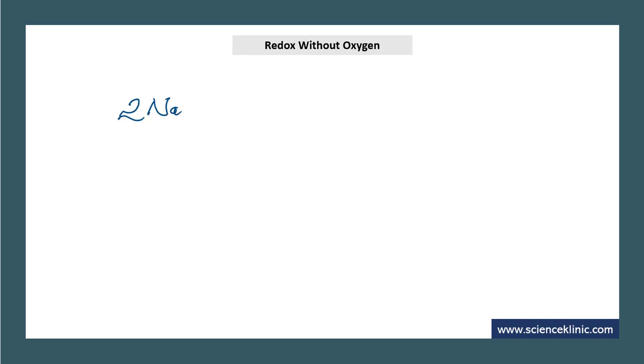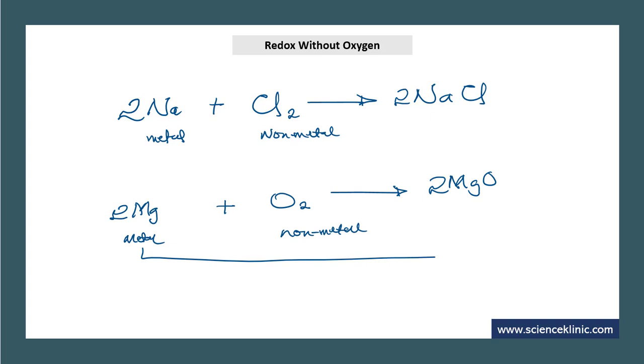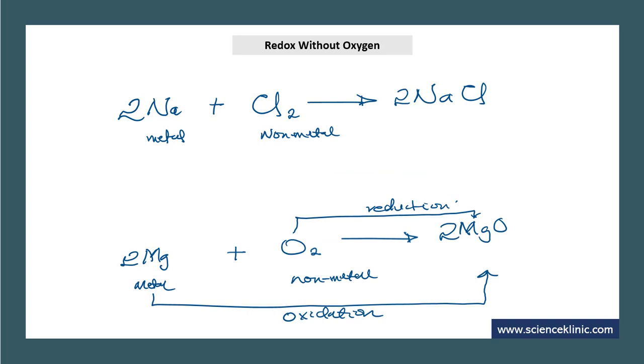We're going to compare the reaction to another reaction that we have experienced before. Of course, in this reaction, sodium is a metal and chlorine is a non-metal. So you can see the reaction between magnesium and oxygen. Magnesium is also a metal, and oxygen is a non-metal. Magnesium undergoes oxidation in the reaction, and oxygen undergoes reduction. And we can see that oxygen and chlorine, both of them, are non-metals, and sodium and magnesium are metals. So it means sodium will undergo oxidation and chlorine will undergo reduction.